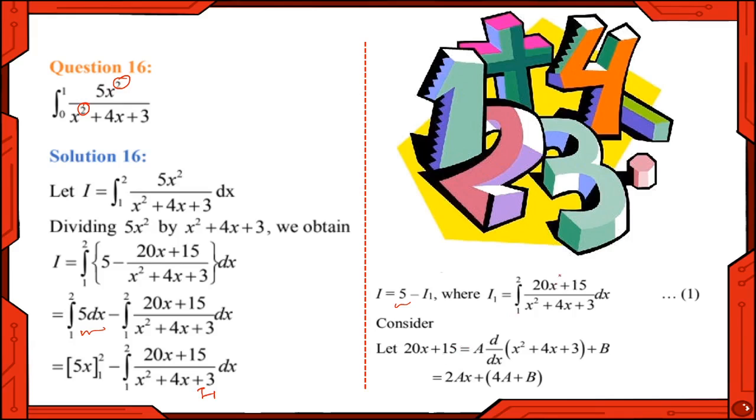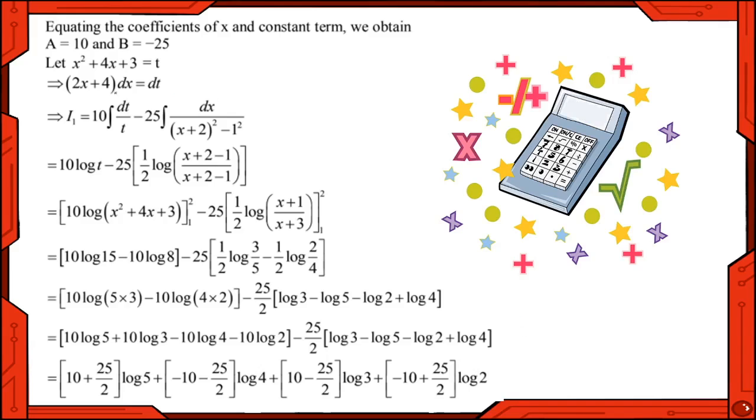What we do here: in the numerator we have linear and in the denominator we have quadratic. So we assume this px plus q as a into the derivative of this quadratic plus any other constant b. Now take the derivative. What is the derivative? 4x plus 4, right? Now open the bracket, compare the coefficients and get the values of a and b, right?